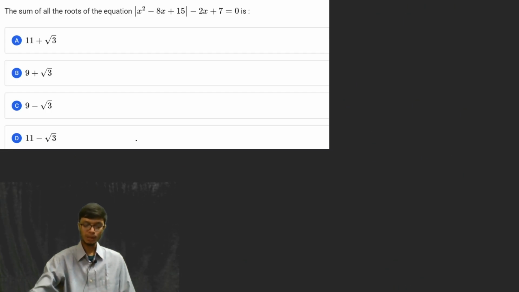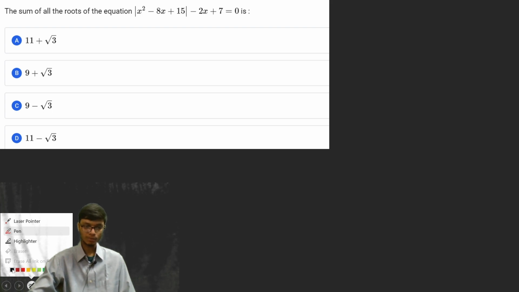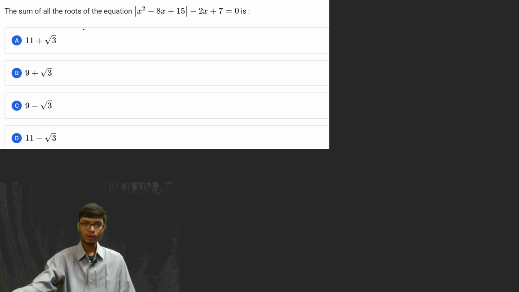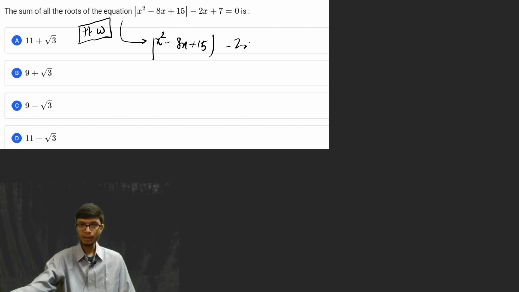The next problem is a very similar problem to the ones we tackled in the initial problems as well. I would like all of you to solve this particular problem on your own, because this problem is again a repeating problem, and this type of problem actually comes up in the examination. So I will give you some hint. You have to look at this problem as mod of x square minus 8x plus 15, minus 2x plus 7. Now again, solving this problem is by the case approach.